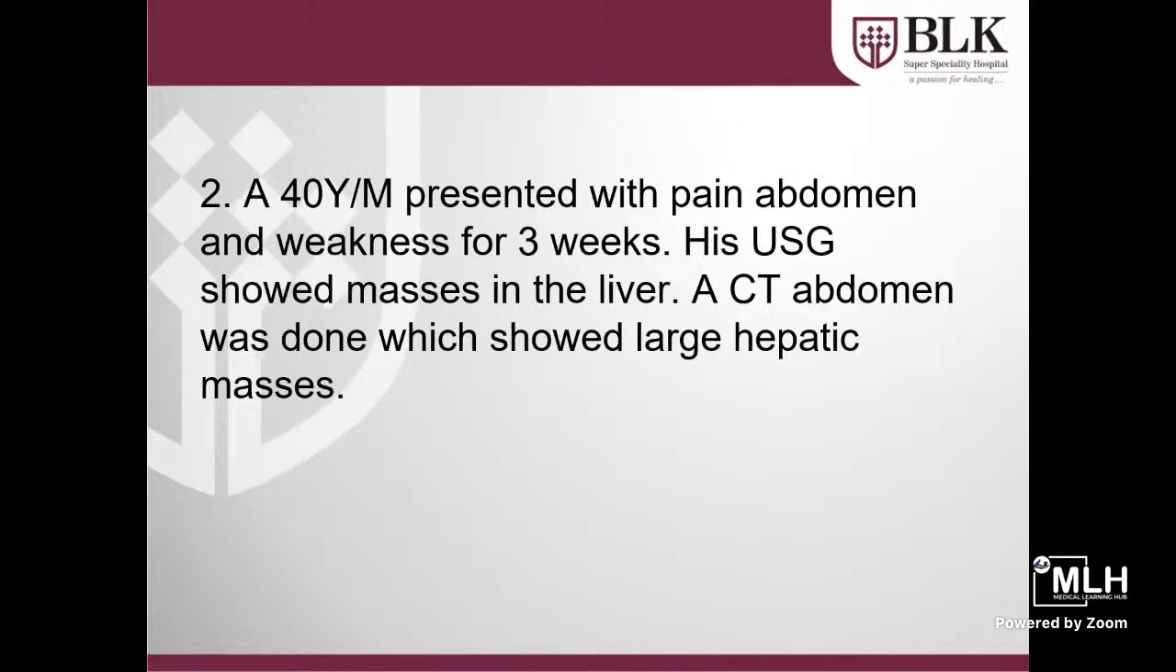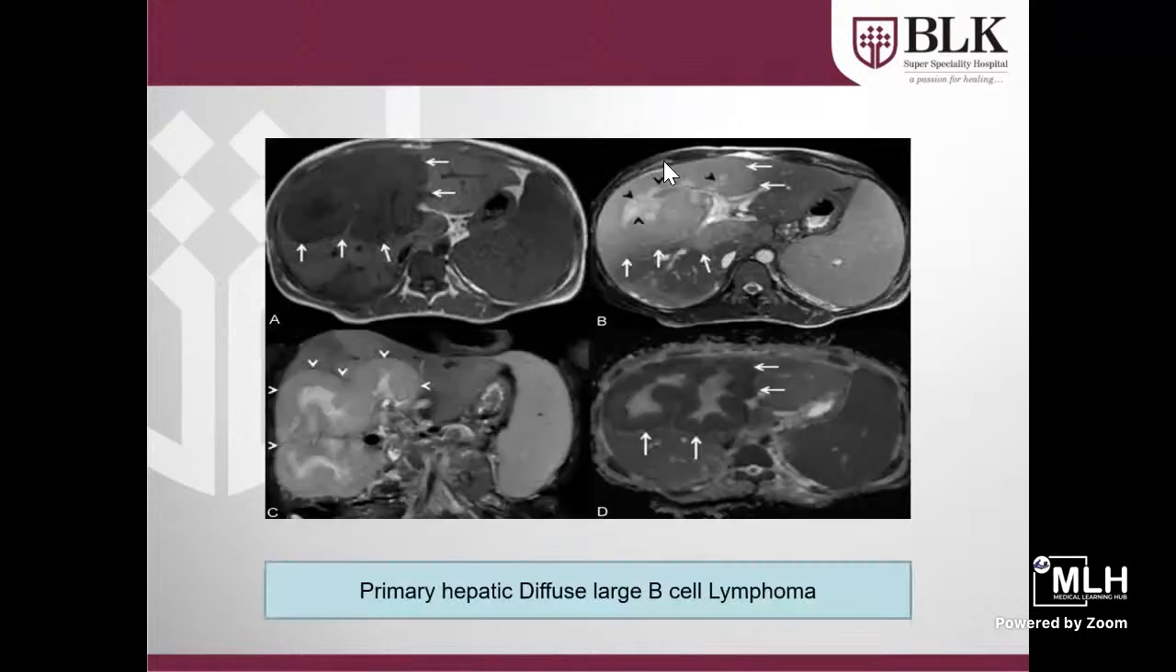The second case, again, these are small cases. A 40-year-old male presented with abdominal pain and weakness for 3 weeks. His ultrasound showed masses in the liver. A CT scan was done which showed large hepatic masses. So again, if you are not getting any other easily accessible lymph node and the mass is limited to a particular organ, like here in the liver, then again we have to go to the interventional radiologist and take their help in making the diagnosis.